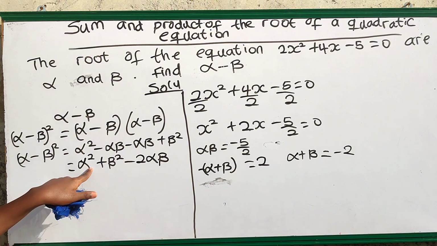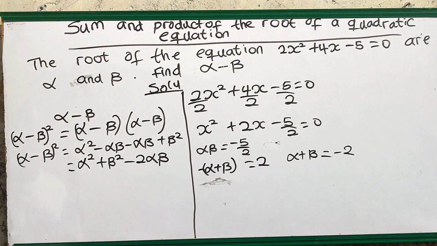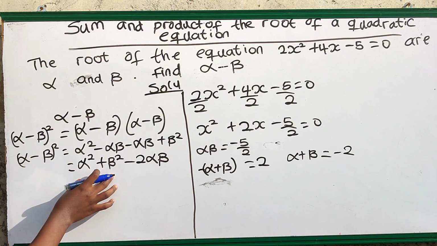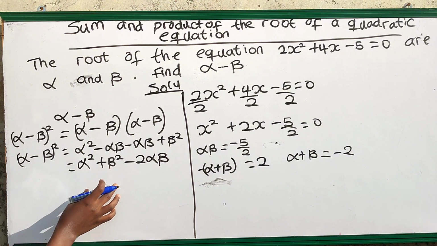So what is alpha squared plus beta squared? I've solved alpha squared plus beta squared in my previous video. You can check that out. So I won't be expanding this one in this video. You can check my part 2 video on sum and product of the roots of a quadratic equation to get alpha squared plus beta squared.